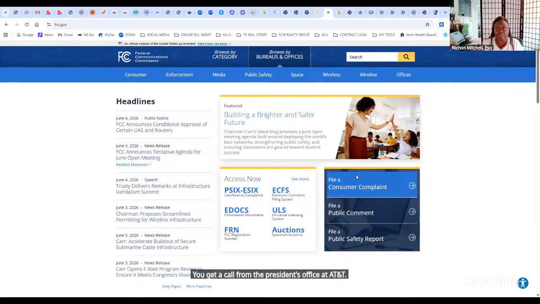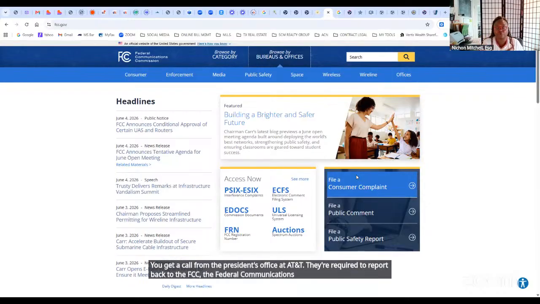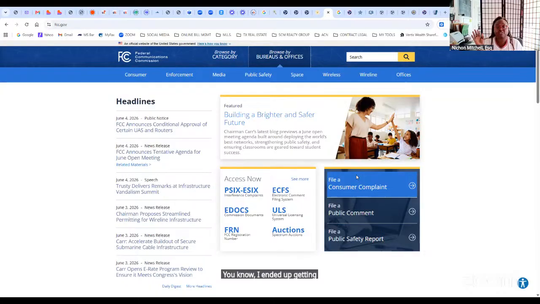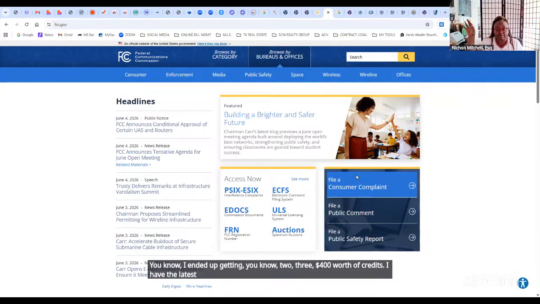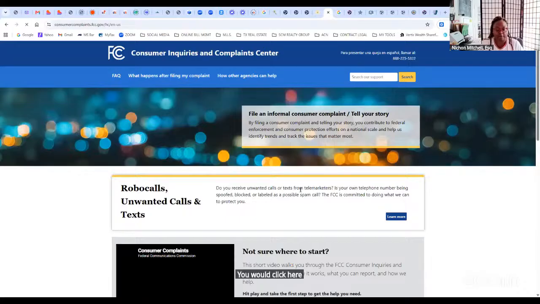They're required to report back to the FCC, the Federal Communications Commission, the federal government, and tell them how they fixed your problem. So a lot of times, not saying that it's not warranted, but I end up getting two, three, $400 worth of credits. I have the latest internet router equipment. I have all the bells and whistles because they want to report back to the federal government that they fixed your problem. So you would click here, file a consumer complaint.